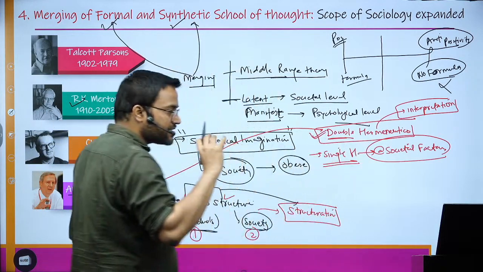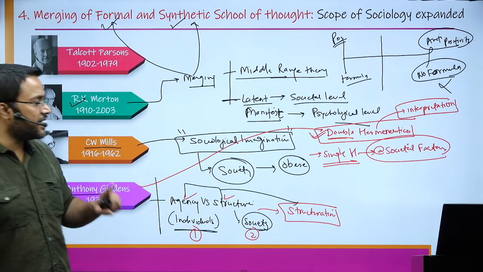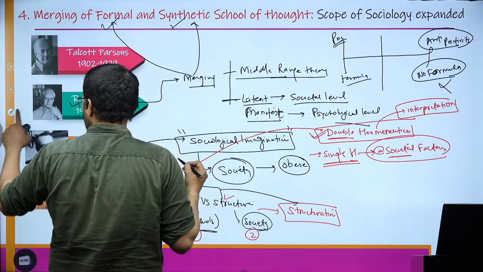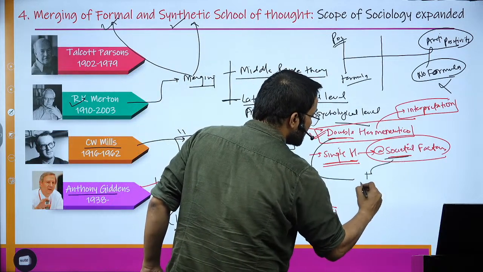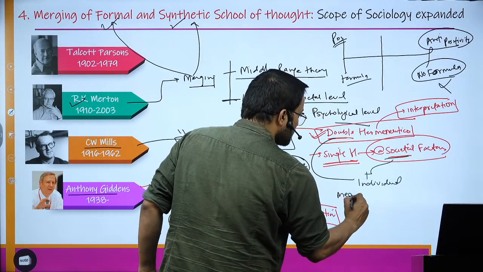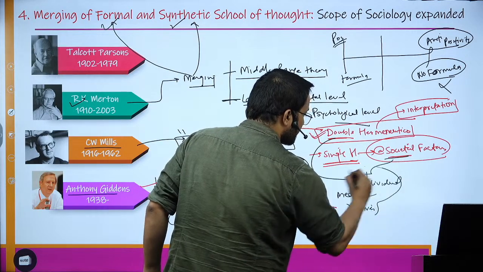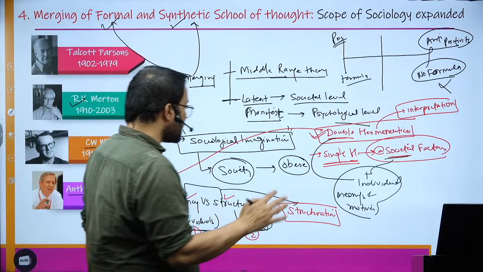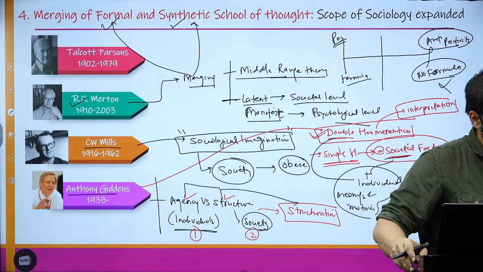To develop a holistic understanding, we should always go for double hermeneutics, because single hermeneutics means we are only trying to understand social forces, but in double hermeneutics we focus not only on social forces but also on individual meanings and motives. So this is how we talk about it. Again, he was trying to merge both the formal as well as synthetic schools of thought.